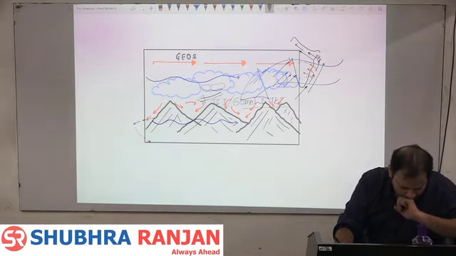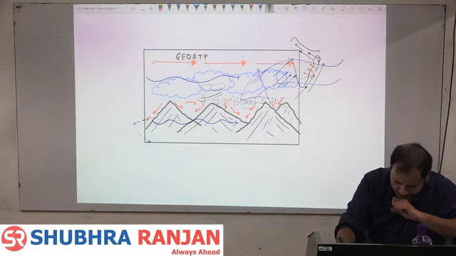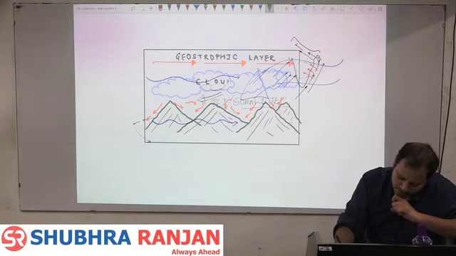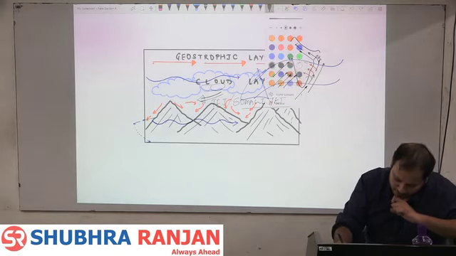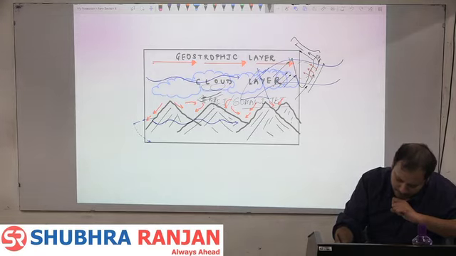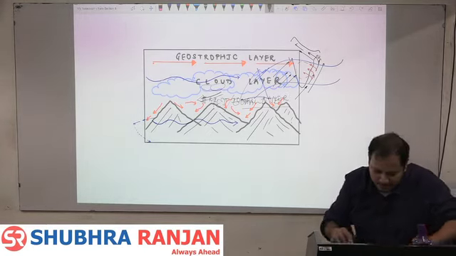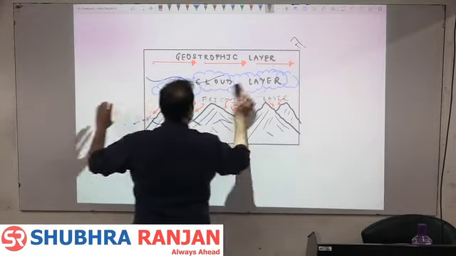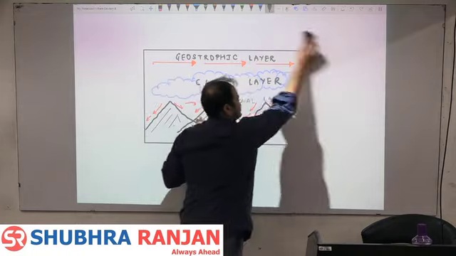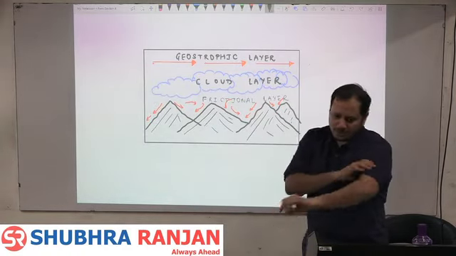Because of this, the atmospheric circulation becomes geostrophic, which means the winds start flowing parallel to the isobars. You can draw this diagram.